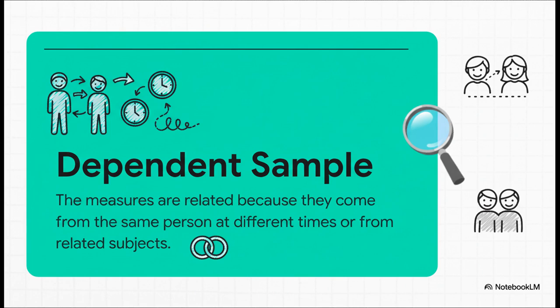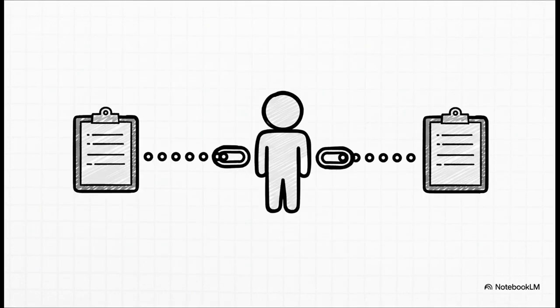And this is so powerful. By measuring the same person twice, you get to control for all their unique individual quirks, their baseline stress level, their personality. You're isolating the effect of just the holiday itself. And that brings us right back to our holiday stress Study B. For every single person in that study, you have a pair of scores. You've got a before score and an after score. Those two numbers aren't independent at all. They're linked because they belong to the same exact person.